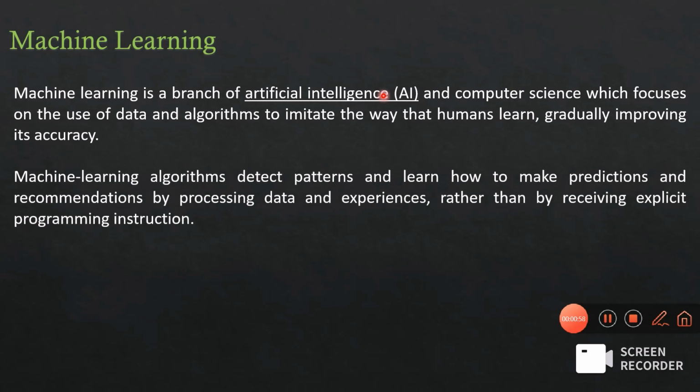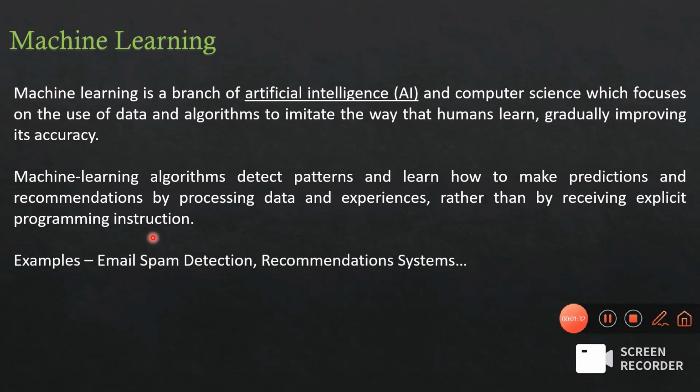Machine learning algorithms basically detect patterns and learn how to make predictions and recommendations by processing data and experiences, rather than by receiving explicit programming instruction. In the overall machine learning process, we are not going to give any programming instruction to the machine, but the machine learns by itself by detecting the patterns and analyzing the data.